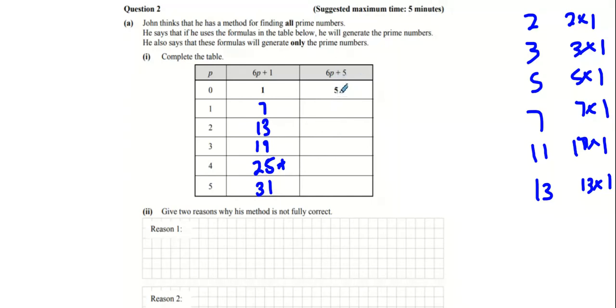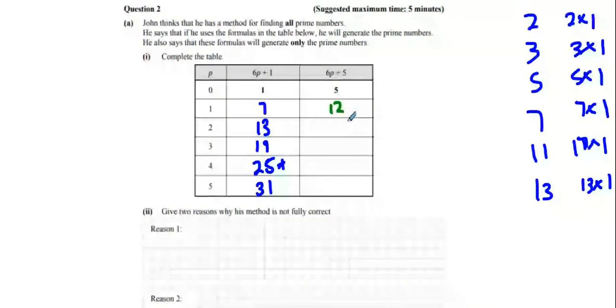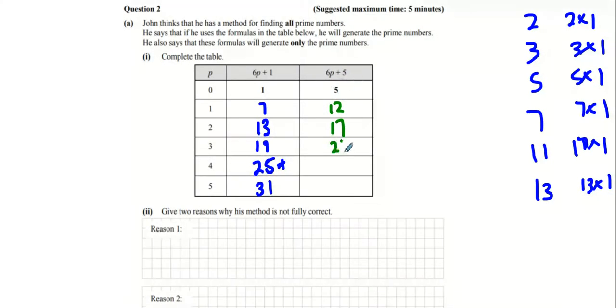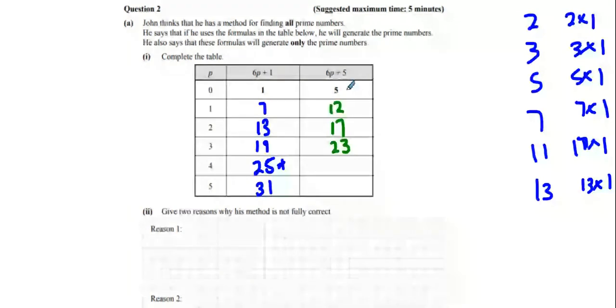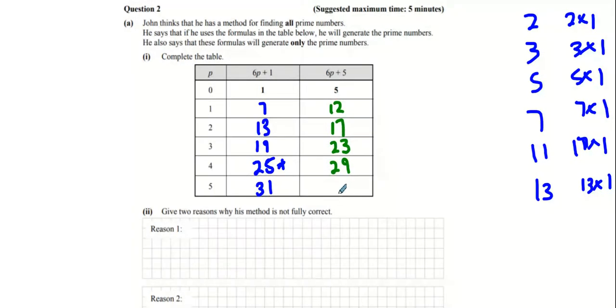Okay, so then next one is 6 times 1 plus 7, which is 12. 6 times 2 plus 5, which is 17. 6 times 3 is 18 plus 5 is 23. 6 times 4 is 24 plus 5 is 29. And next one is 35. 6 times 5 plus 5 is 35.